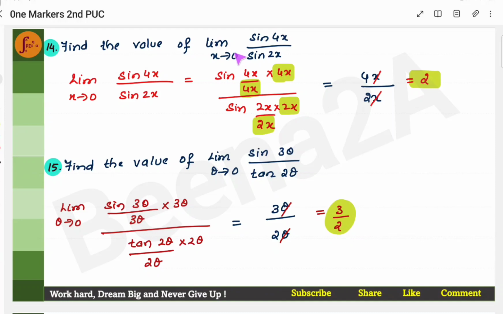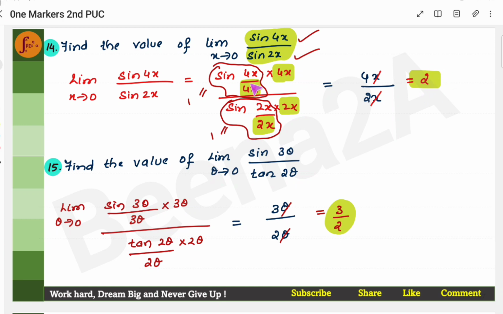The next problem. Find the value of the limit of sin 4x by sin 2x. What will I do? Apply the theorem in the numerator separately and the denominator separately. I need sin 4x by 4x so that I can apply the theorem, so I'll multiply and divide by 4x. Similarly, in the denominator, I'll multiply and divide by 2x. Now for this portion I can apply the theorem, so this will be equal to 1. I'm left with 4x by 2x, and then x and x will get cancelled. I'm left with 4 by 2, which is 2.